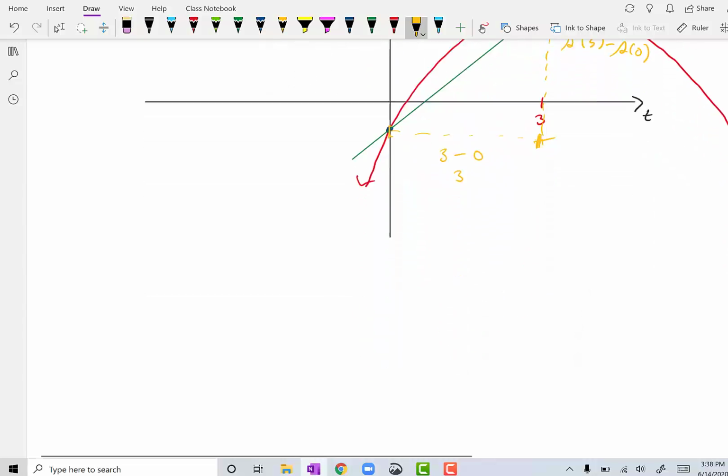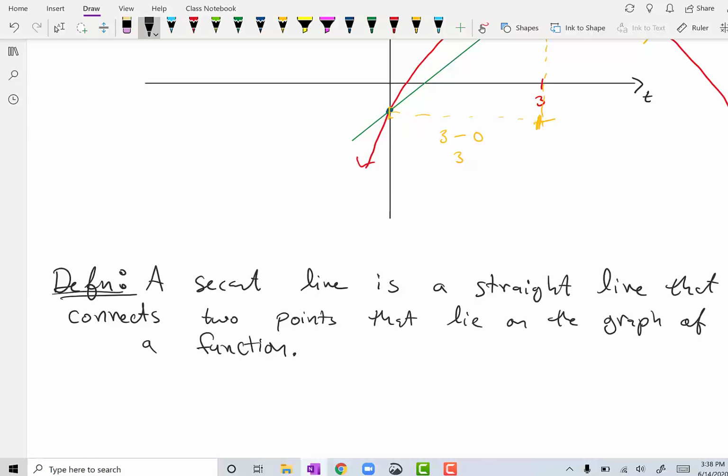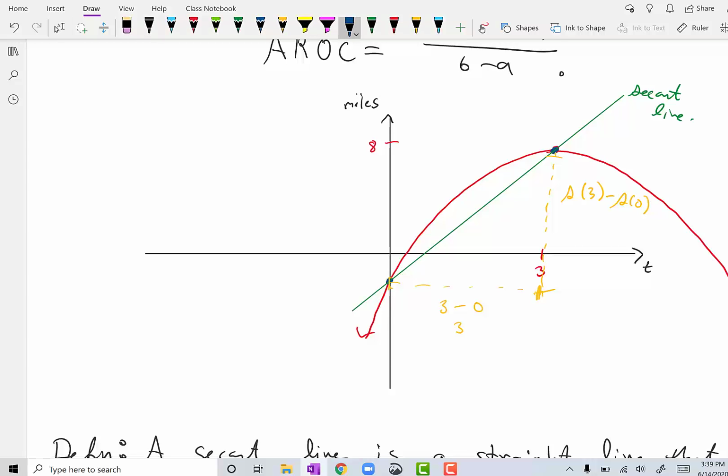First let me give you the proper definition of a secant line. The definition says that this term secant line really just means a straight line, but it has to connect 2 points that lie on the graph of a function. The 2 points we had in our example were this point here and this point here, which lie on our function in red. So that's an example of a secant line. There are many secant lines you could have drawn because there are many different pairs of points you could have chosen.